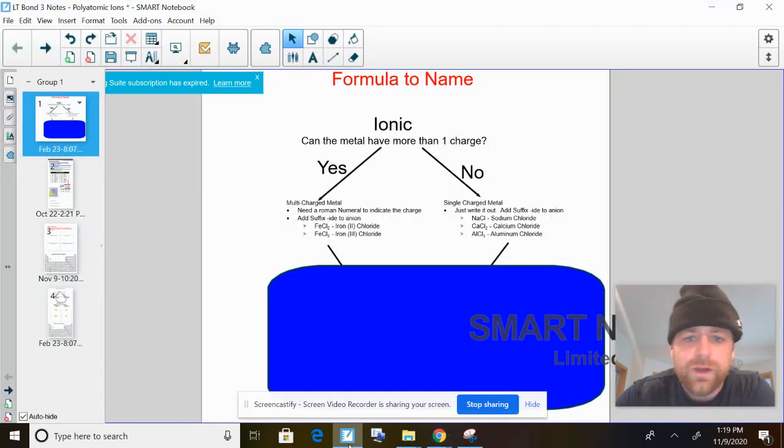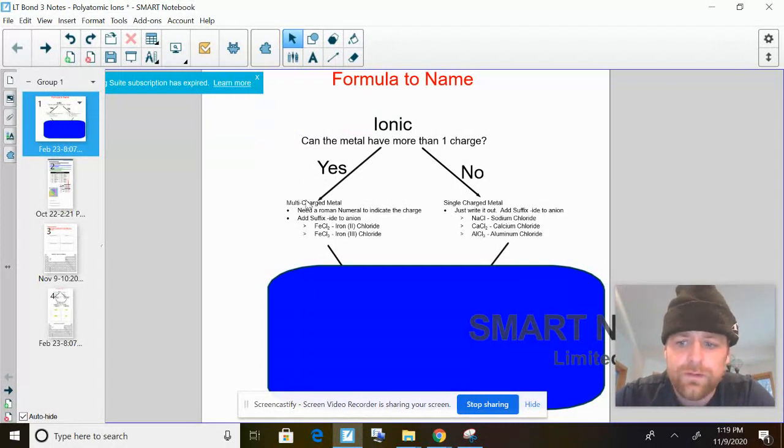What's up, guys? We are going to continue on our last lesson. This is all about the last step in naming. So here's where we've been. We've been writing formulas. We've been writing names.